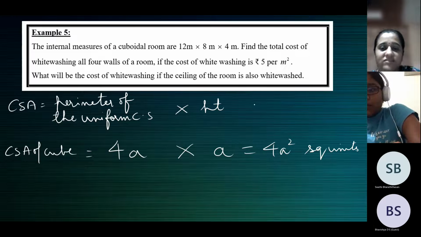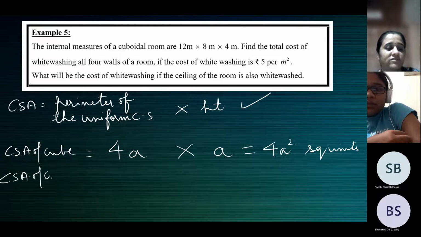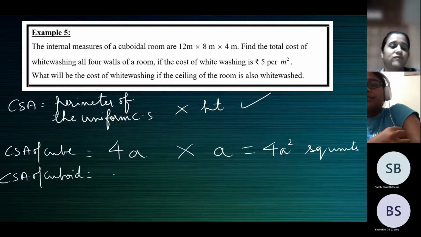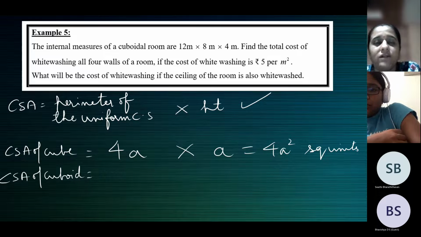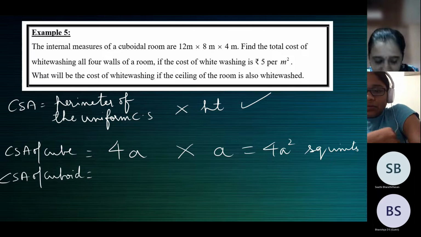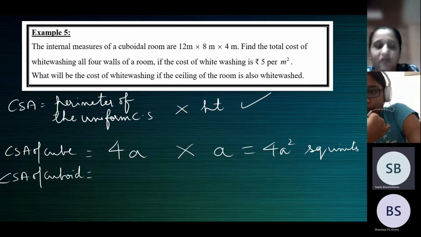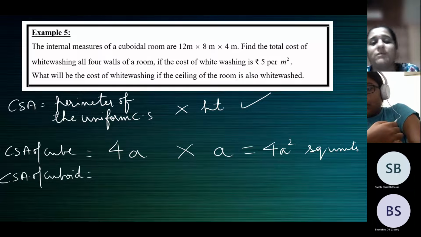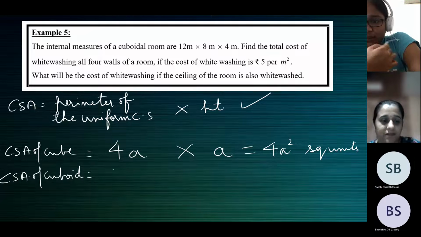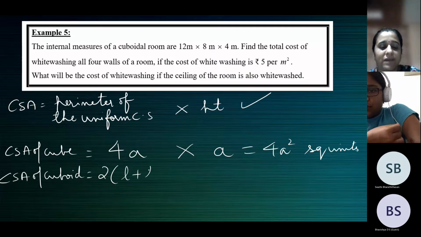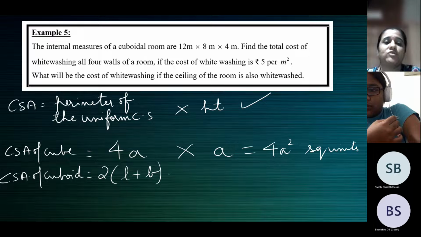Now, similarly, we'll use the same thing to understand the CSA of a cuboid. CSA of a cuboid is again the perimeter of the uniform cross section. What is the cross section of a cuboid? Rectangle. What is the perimeter of a rectangle? 2 into L plus B. So the perimeter of the uniform cross section is 2 into L plus B.